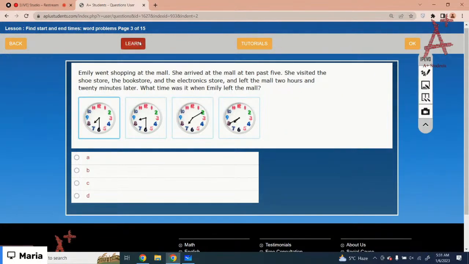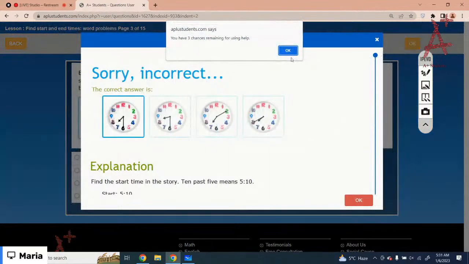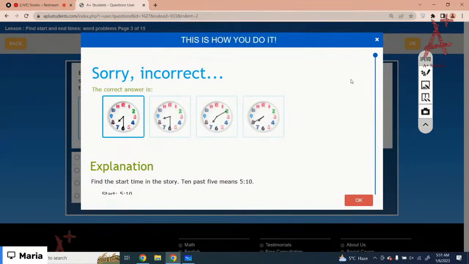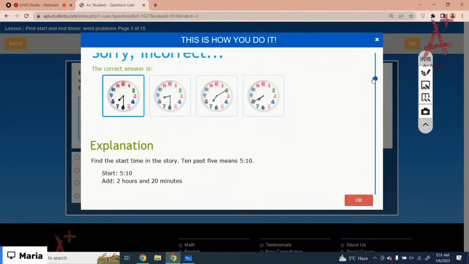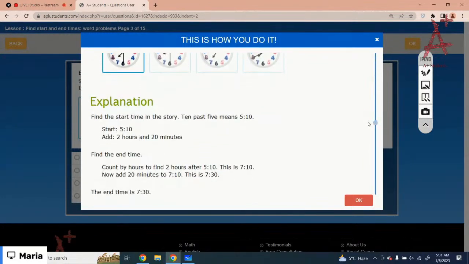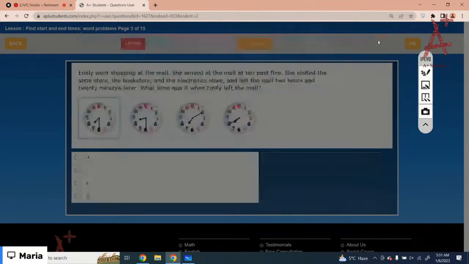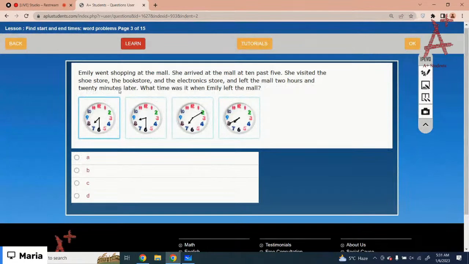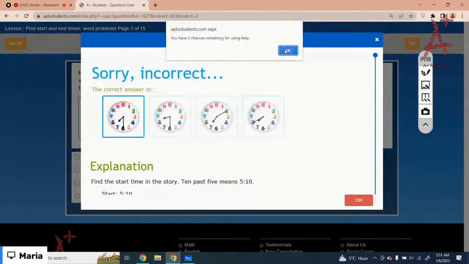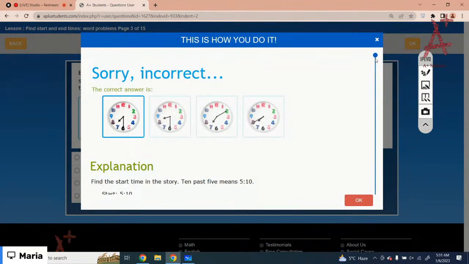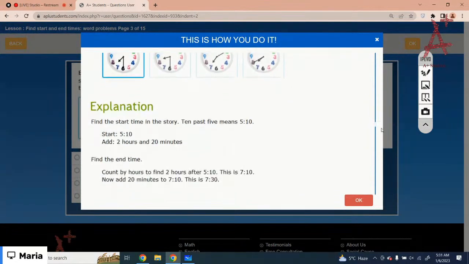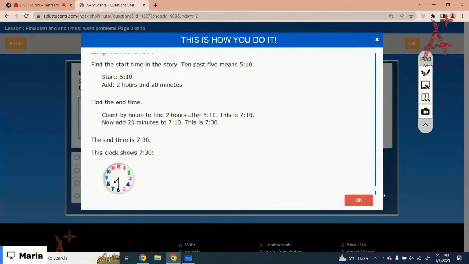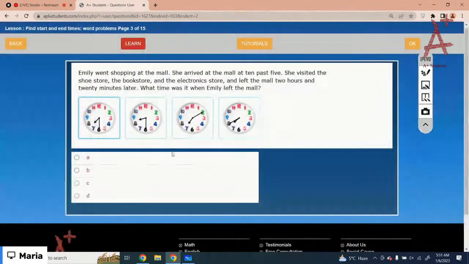Okay, let me just see. So she arrived at 5:10, and I am adding 2 hours 25 minutes. Got it? But 2 hours and 25 minutes I have to add. So it would be then, I don't know what's wrong with these questions. And they added 20 minutes. So the clock shows 7:35. But okay.